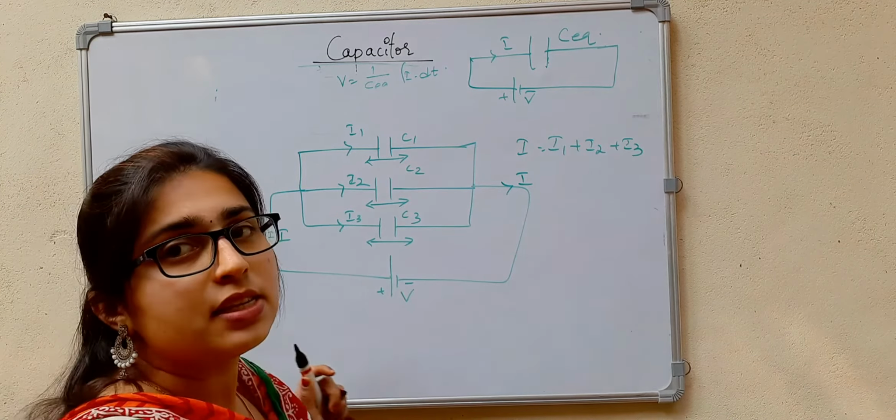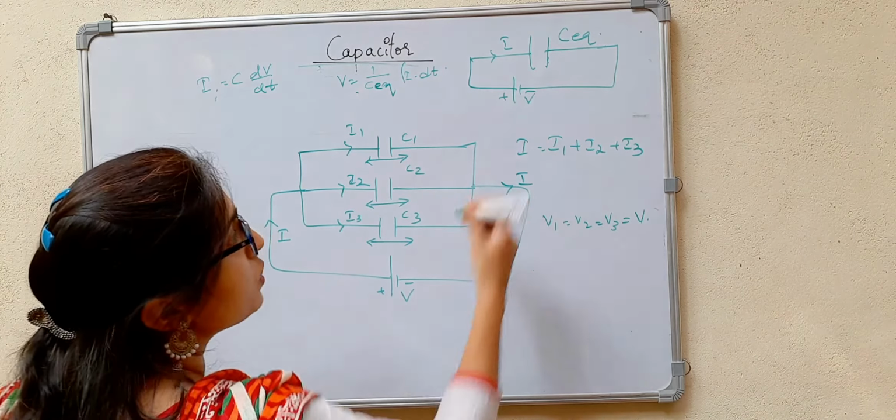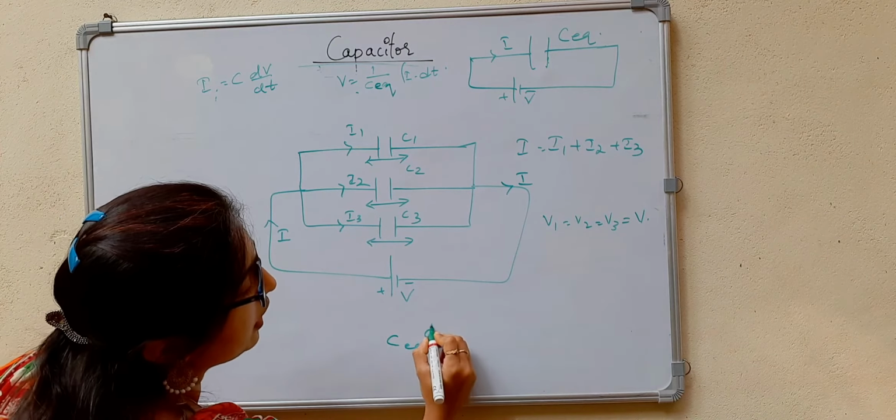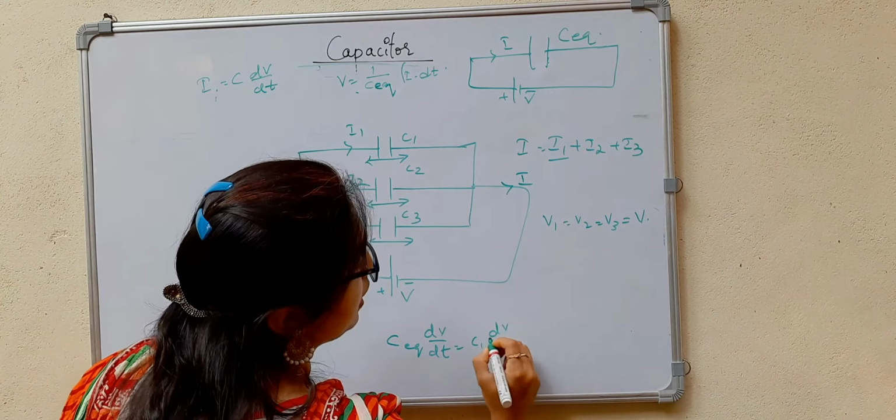So I will consider this as the equivalent, where I have replaced the capacitors by one capacitor of value C equivalent. So C equivalent dV by dt is equal to C1 dV by dt plus C2 dV by dt plus C3 dV by dt. Taking dV by dt common, we have C1 plus C2 plus C3. So dV by dt gets cancelled, and C equivalent is equal to C1 plus C2 plus C3.